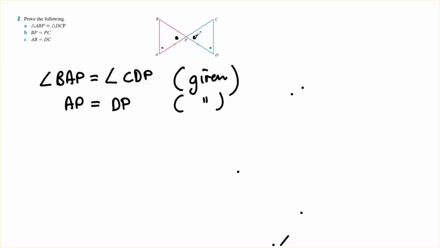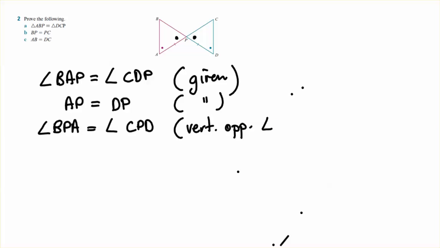And so we'll say angle BPA is equal to angle CPD. All right, and our reason, vertically opposite angles. Okay, so we can abbreviate like that.